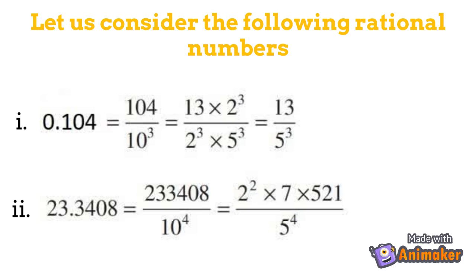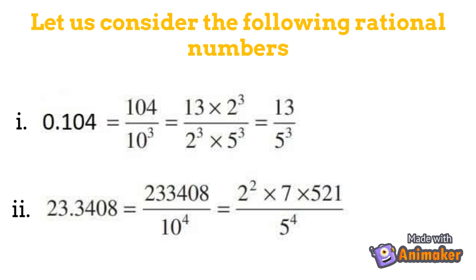So let us consider the following rational numbers. Number one example is 0.104. We can write this decimal number like this also: 104 by 10 to the power 3. Why 10 to the power 3? Because after the decimal point there are 3 digits. That's why we wrote 10 to the power 3. And if it would be 4 digits, then we will write 10 to the power 4. Like that it will go on.